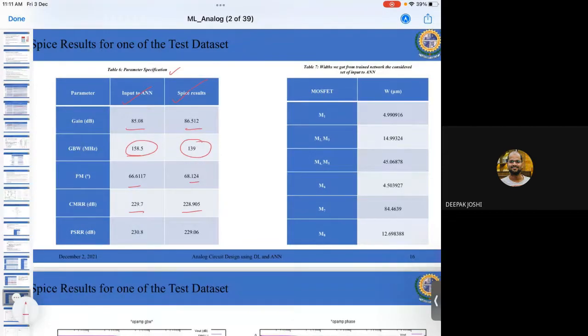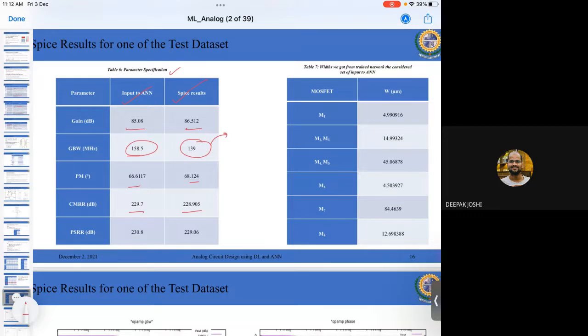And in GBW, we generally find the disagreement, or we can say that the expected results have more parameters associated after we simulate in SPICE.